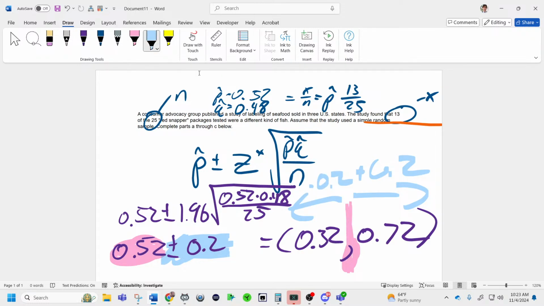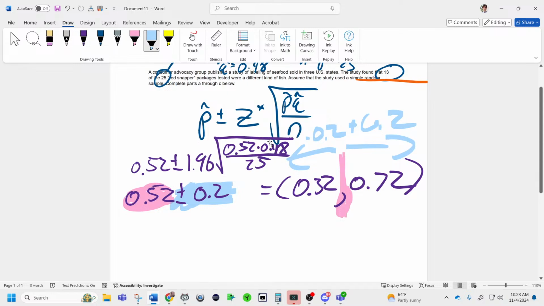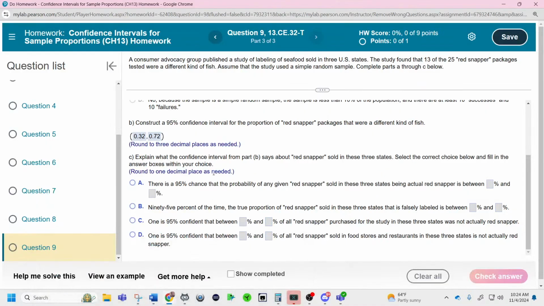So 0.52, does that make sense to you all right there? That 0.52 is at the center of this interval, and then you go plus or minus 0.2. So that's what the interval means. Now it accepted the rounded version, and that's very nice of it. I would carry your decimals if you're solving this out.